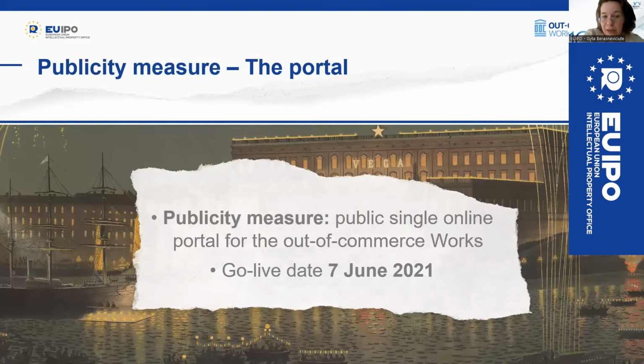As foreseen in the directive, the portal is the main publicity measure, and it is a public portal. You can find it on the EU IPO Observatory's website. It is one single portal for all EU member states. And as I mentioned, it's available on our website, so you can go and check the portal. The go live date of the portal was the 7th of June, as required by the directive. That was the date when the implementation of the directive was due.